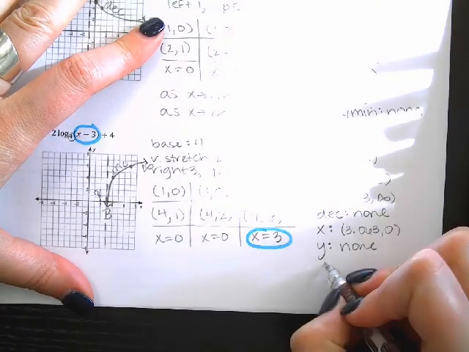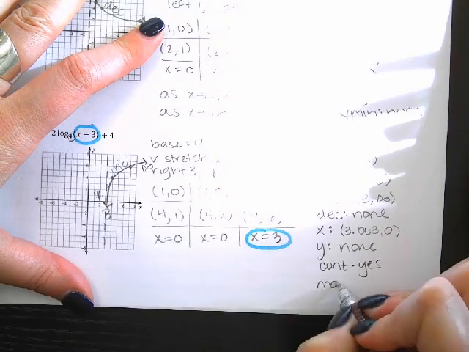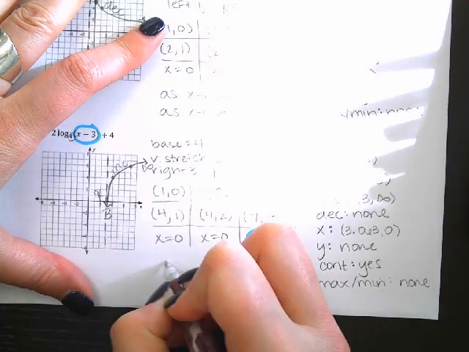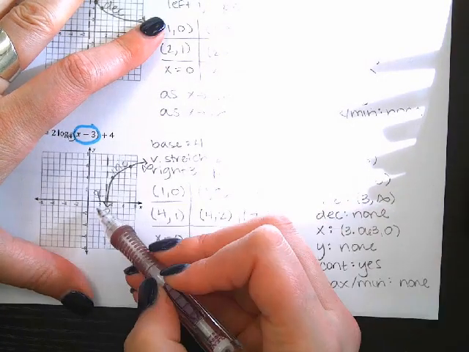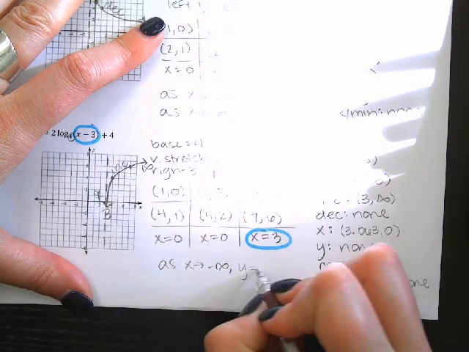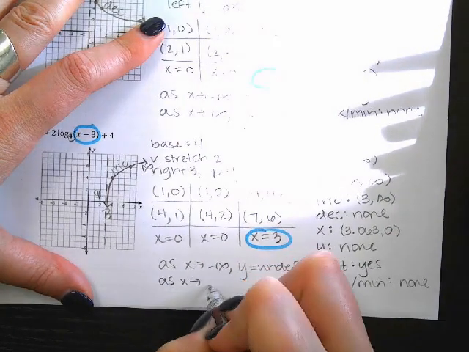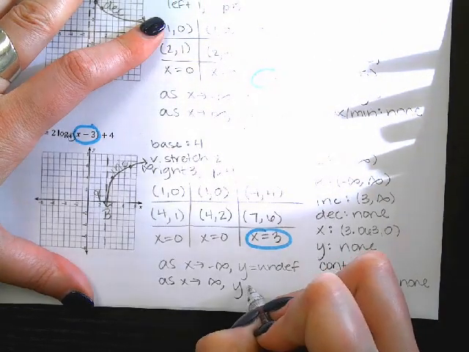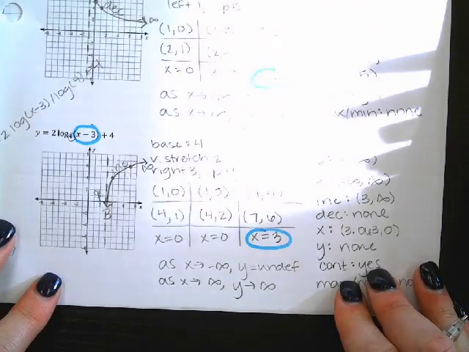We know that the graph is continuous. We know that there's no max or min, no mountaintops, no valleys. For the end behavior, as x goes to negative infinity, the y value is going to be undefined because it doesn't go to negative infinity. The graph stops. As we look to the right of the graph, as x goes to positive infinity, the y value is going to be going up forever, so y is going to positive infinity.